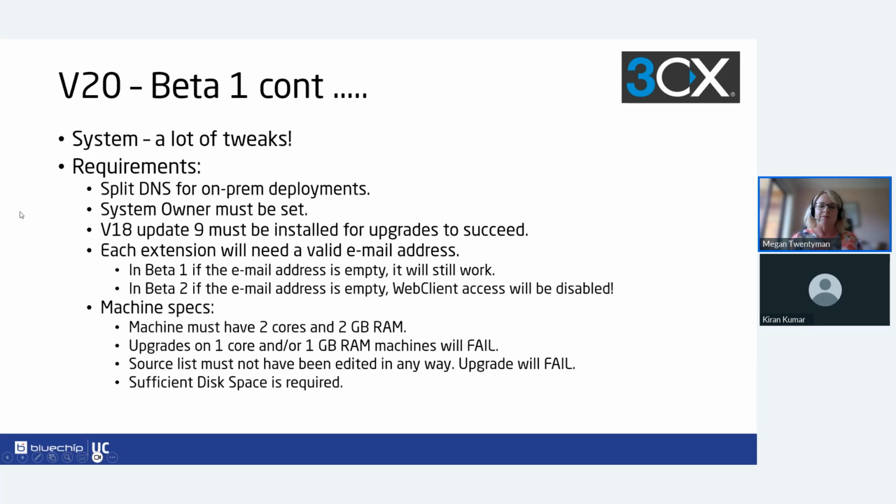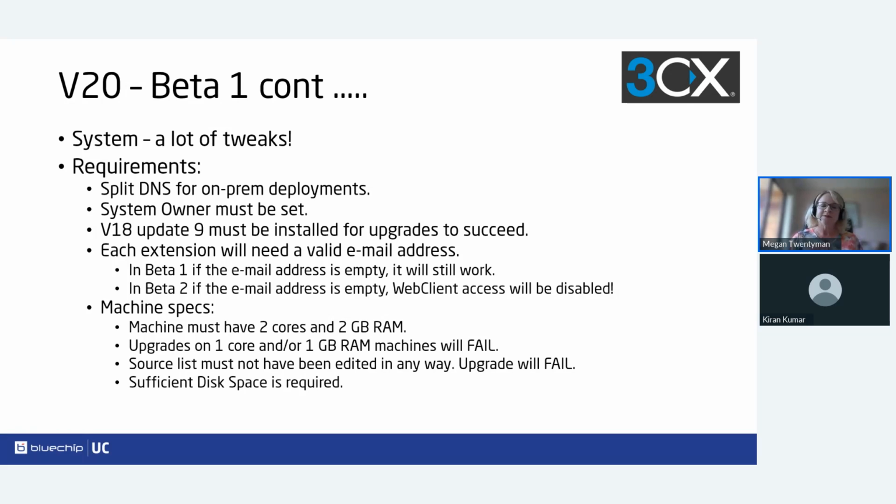So I've already covered off the requirements about split DNS and a system owner. Obviously update 9 for those systems that will be upgrading. At the moment, I'm expecting people are just setting up a new install for testing themselves, because this is a beta, not a production ready product. Another thing coming is that every extension will require a valid email address. So in beta 1, if that's empty, that's okay. In beta 2, it will actually disable that user or extension. So we do have to have emails, so you need to think about that when you're setting everything up.